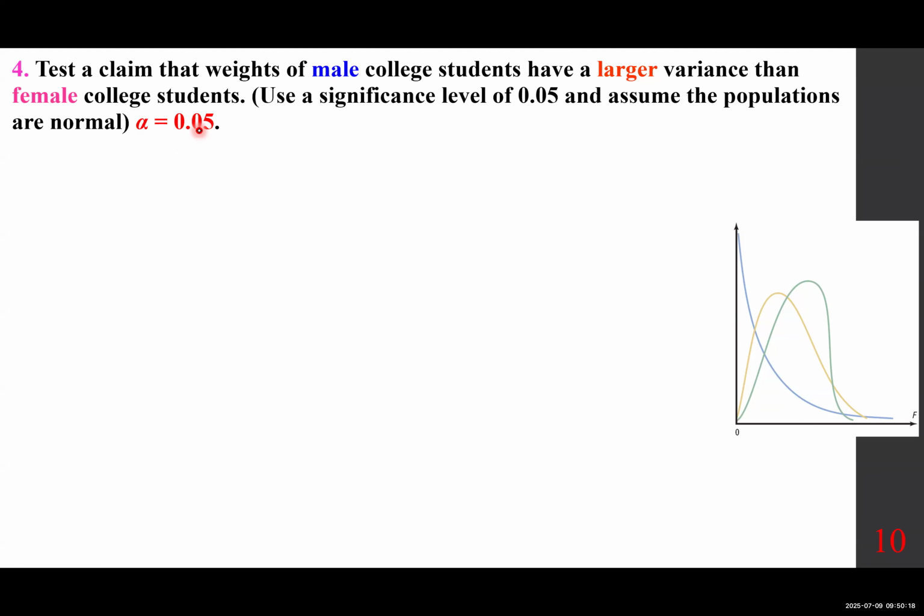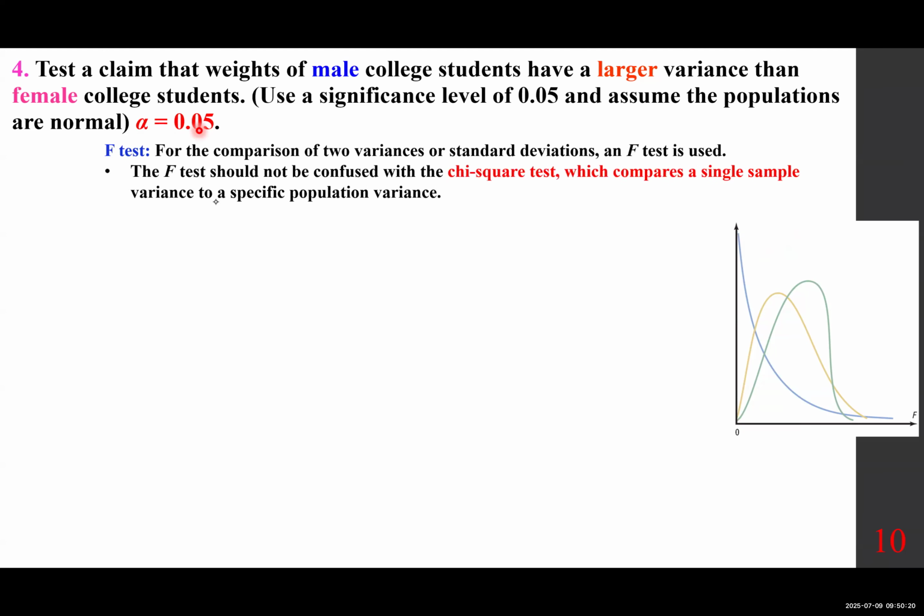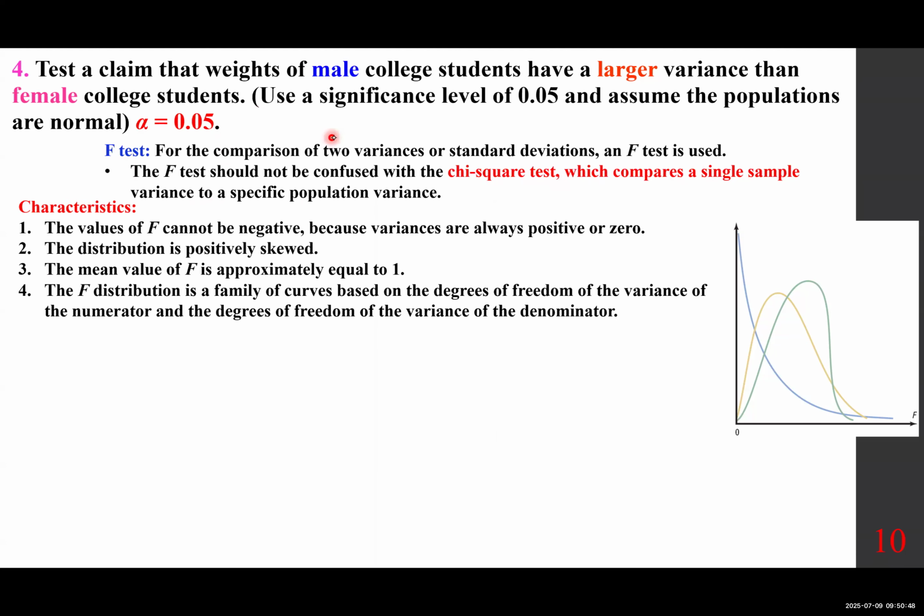We use what's called the F test, which looks like that. For the comparison of two variances or standard deviations, an F test is used. The F test should not be confused with the chi-square test, which compares a single sample variance to a specific population variance. So with chi-square, you have that and you compare it with a number. In this case, you have two different groups.